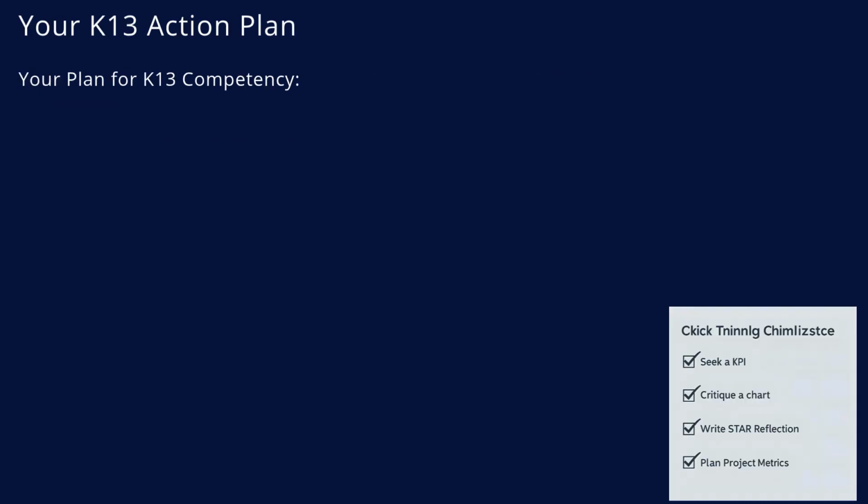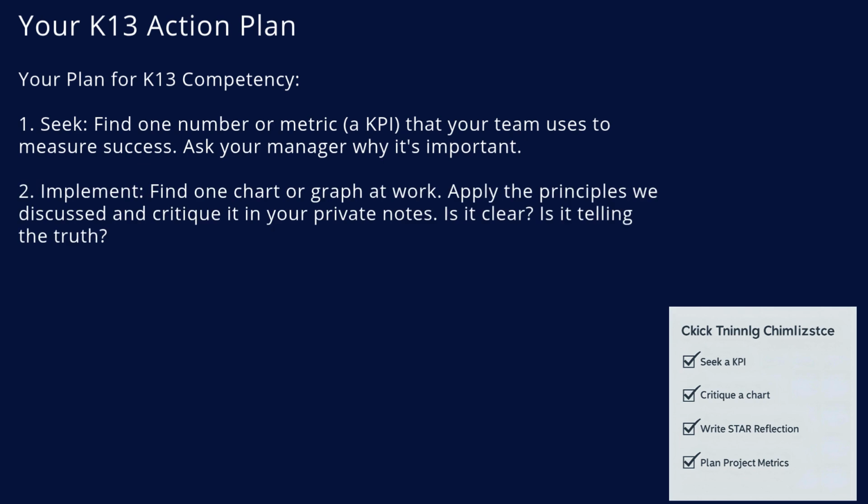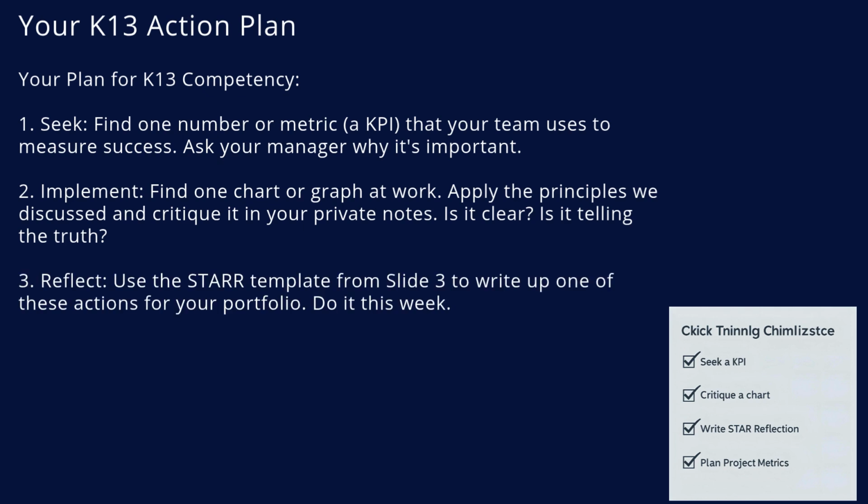Here is your final action plan for K13. First, this week, seek out one KPI your team uses and understand it. Second, implement the principle of critical thinking by finding and critiquing one chart you see at work. Third, as soon as you've done one of these, write your STARR reflection while it's fresh in your mind and get it into your portfolio.